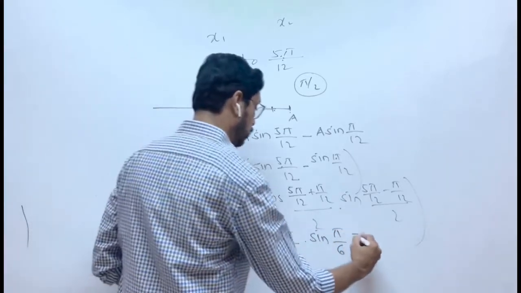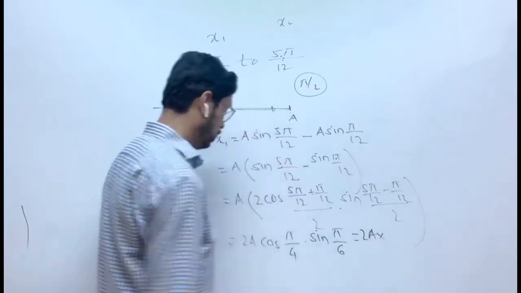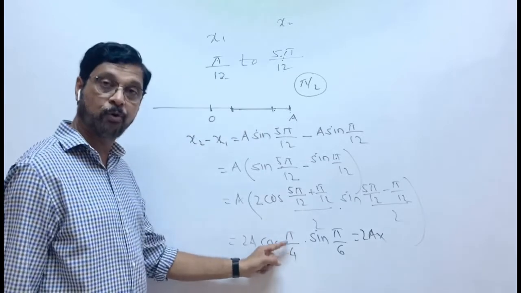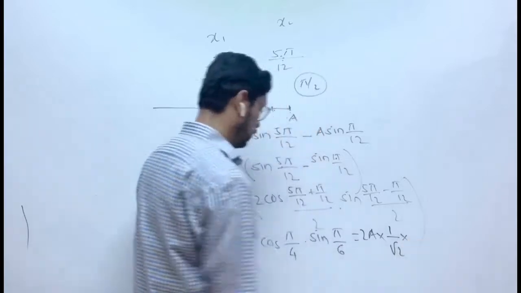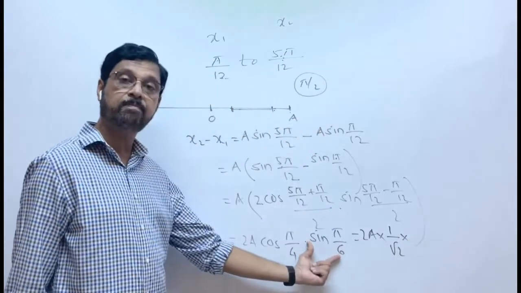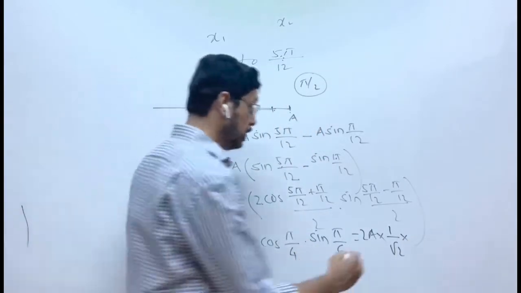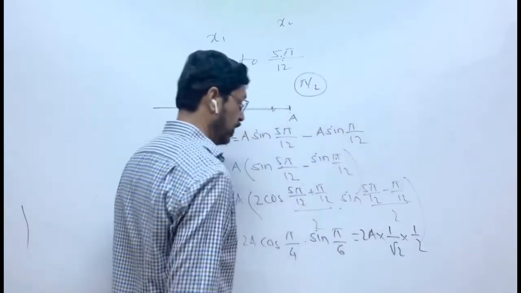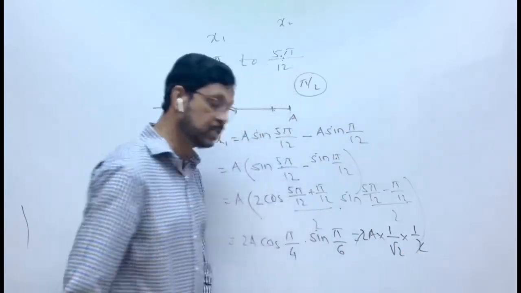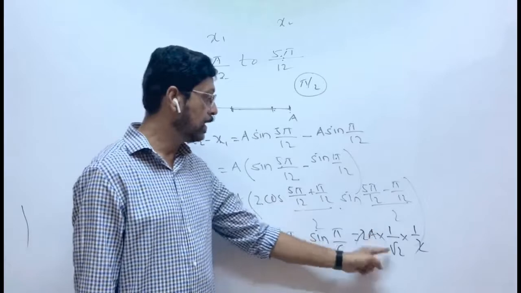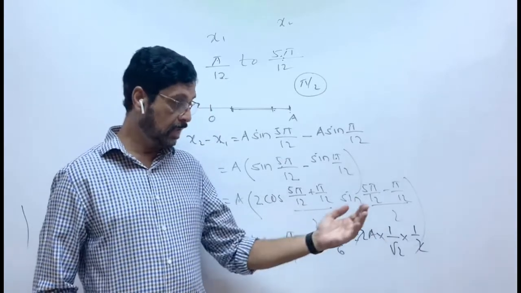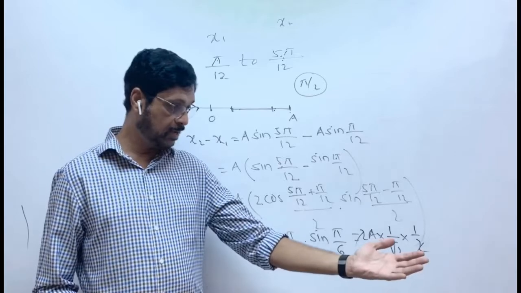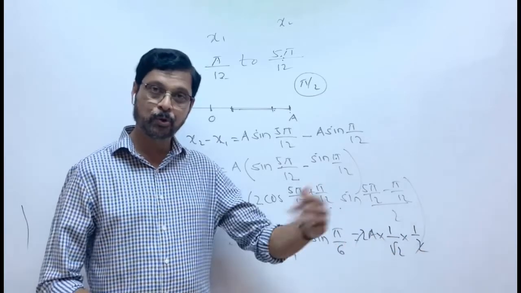So that is equal to 2a into cos of pi by 4, cos 45 is 1 by root 2, into sine pi by 6, sine 30 is 1 by 2. This 2 gets cancelled. What remains? A by root 2. So your answer is a by root 2, that is option A, 1 upon root 2 into A.